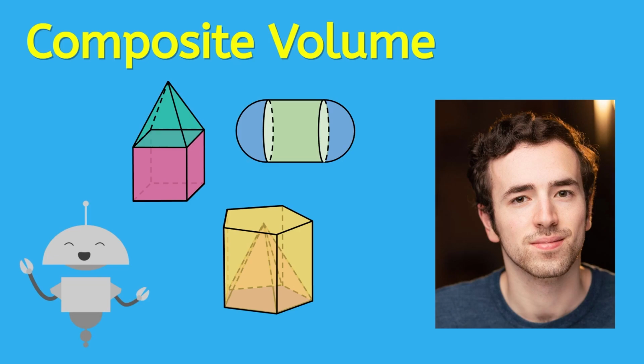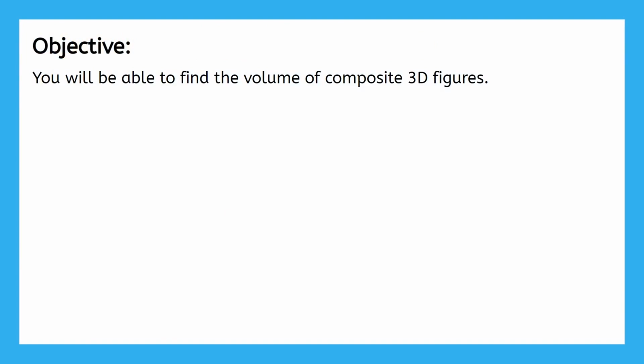In this lesson, you're going to be learning about the volume of composite figures. You will be using all of the volume formulas you've learned so far in this unit, so make sure you have your notes on prisms, cylinders, pyramids, cones, spheres, and hemispheres nearby. By the end of this lesson, you will be able to find the volume of composite 3D figures.